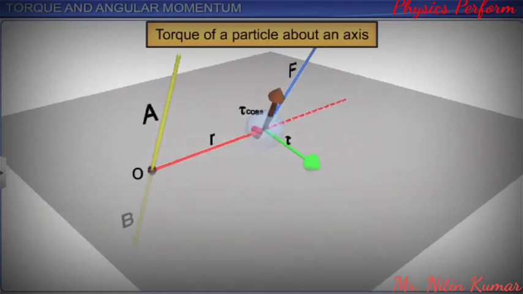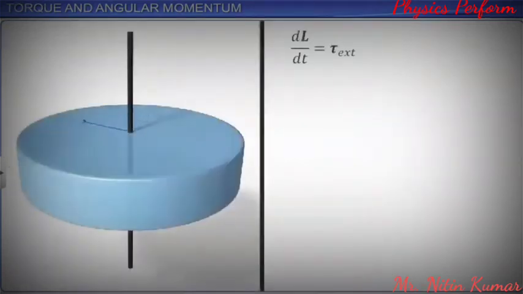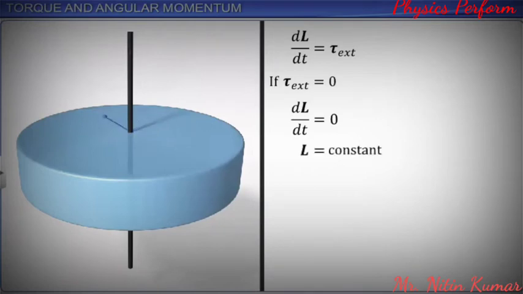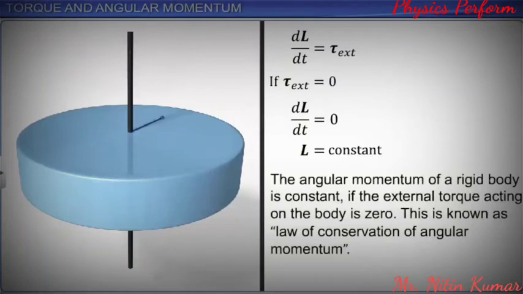Now consider a rigid body rotating about a fixed axis. If the external torque on the system of particles is zero, then dL by dt is zero. This implies that the angular momentum L of the system is constant. The angular momentum of a rigid body is constant if the external torque acting on the body is zero. This is known as the law of conservation of angular momentum.